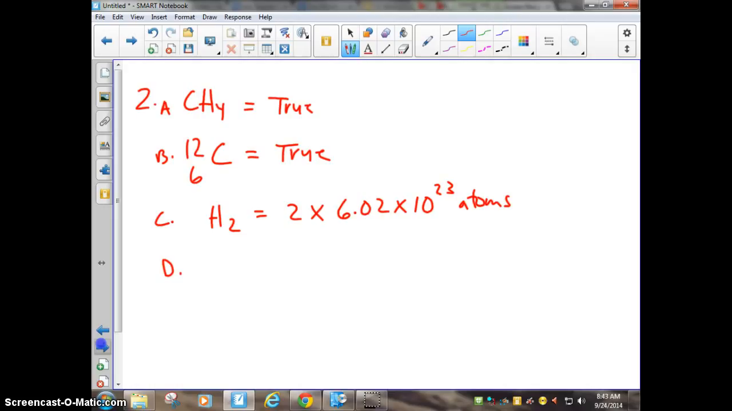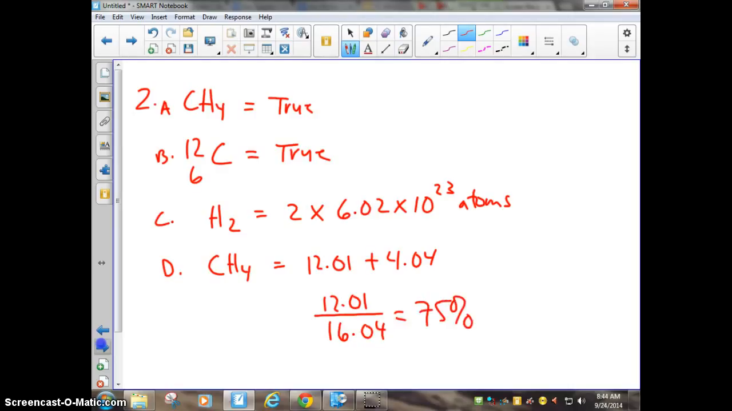1 mole of methane contains 75% carbon by mass. And if we go back to methane being CH4, that means its mass is 12.01 plus 4.04. So then the percent of carbon is 12.01 out of 16.04, which is 75%. So the only false statement or non-true statement would be C.